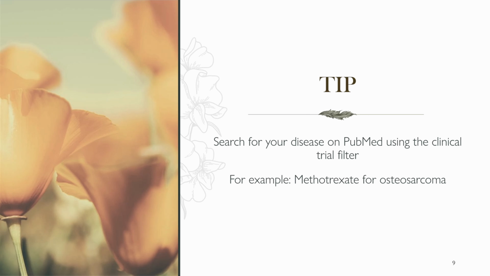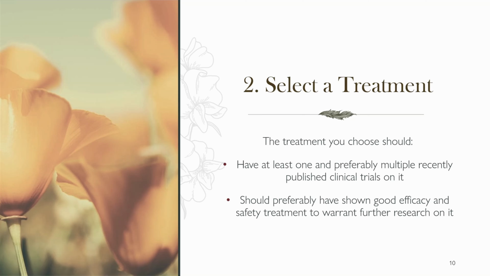Here is a tip that you can follow to find if there is a new clinical trial on your selected disease. You search for your disease on PubMed using the clinical trial filter or randomized clinical trial filter, for example, methotrexate for osteosarcoma. Then you select a treatment. The treatment you choose should have at least one and preferably multiple recently published clinical trials on it. It should preferably have shown good efficacy and safety to warrant further research on it.